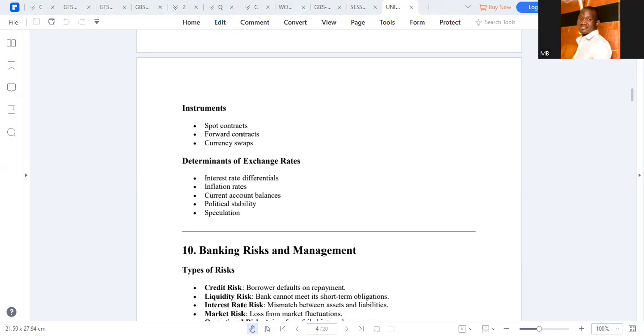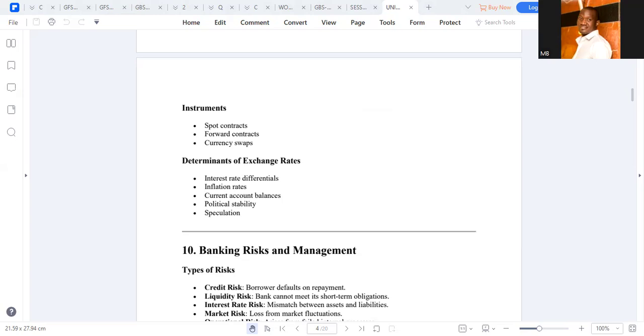We have interest rate differentials. If you have a high interest rate, it would attract foreign capital and also lead to currency appreciation. The other one is inflation rate. The higher the inflation rate, the lower the purchasing power of the currency.